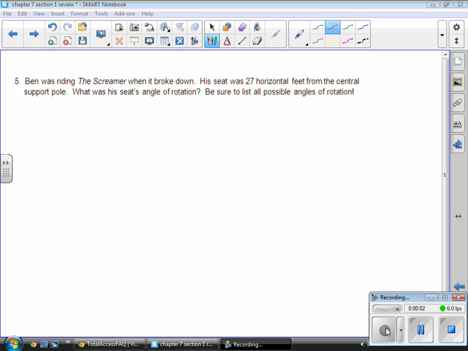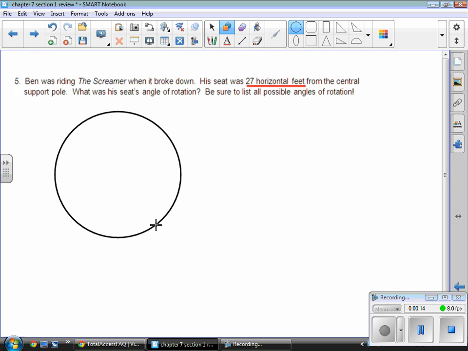This is question number 5 from the quiz review. So Ben's riding the streamer and it's 27 feet from the central angle, horizontally. So I'm going to draw a picture of that. And it doesn't specify which direction it is, so let's just, for right now, assume that it's to the right of the streamer, but it doesn't say, we'll talk about that.